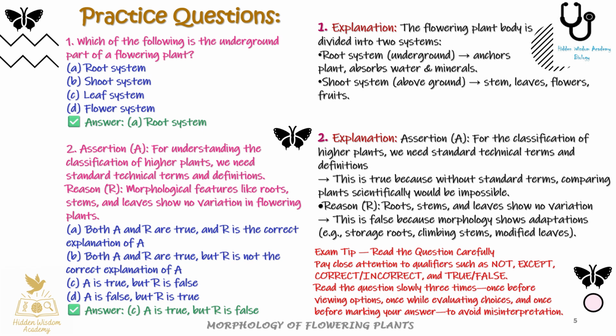Explanation. The assertion says for classification of higher plants, we need standard technical terms and definitions. This is true, because without standard terms, comparing plants scientifically would be impossible. And the reason says roots, stems, and leaves show no variation. This is false, because morphology clearly shows adaptations, like storage roots, climbing stems, and modified leaves. So, option C is the correct answer: the assertion is true, but the reason is false.